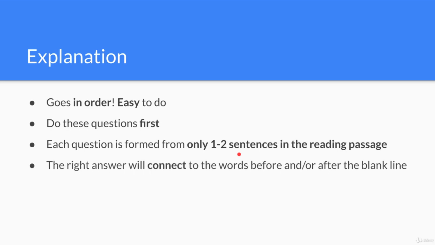Now, the right answer is going to be connected to the words that come right before the blank line and the words that come right after the blank line. So the words that are surrounding the blank lines are going to give you the clue in regards to what is the correct answer and what answer fits in the given blank.